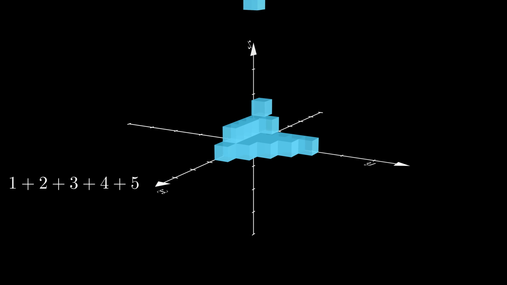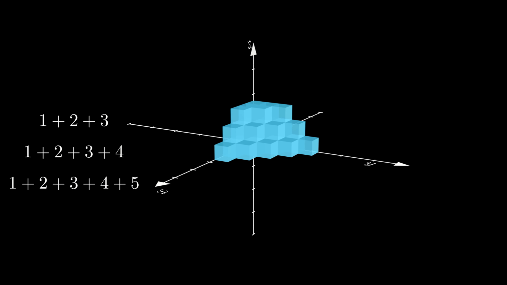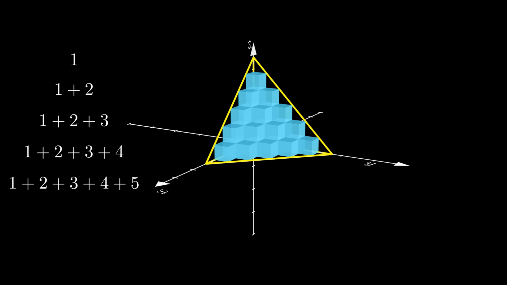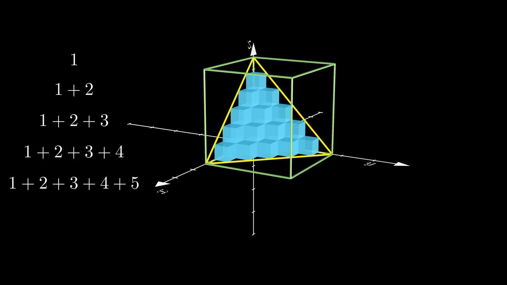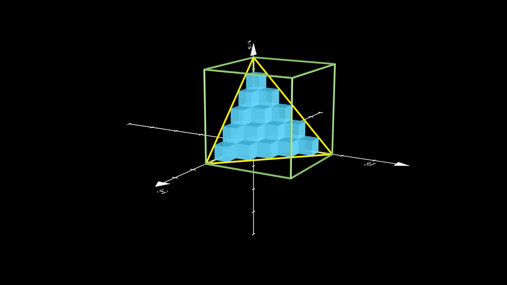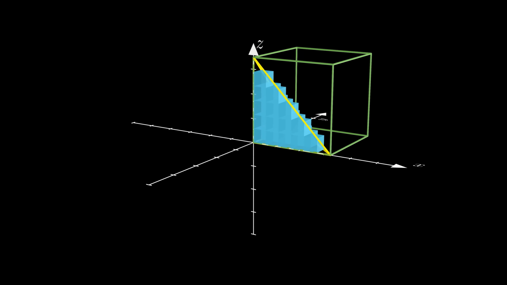Then 1 plus 2 plus 3 plus 4. Then 1 plus 2 plus 3. 1 plus 2. And then the final gift, 1. Now what you can see here is that all these little cubes fit nicely inside a sort of pyramid, which can itself be embedded within a cube. Let's turn this cube around to see it from a different angle.